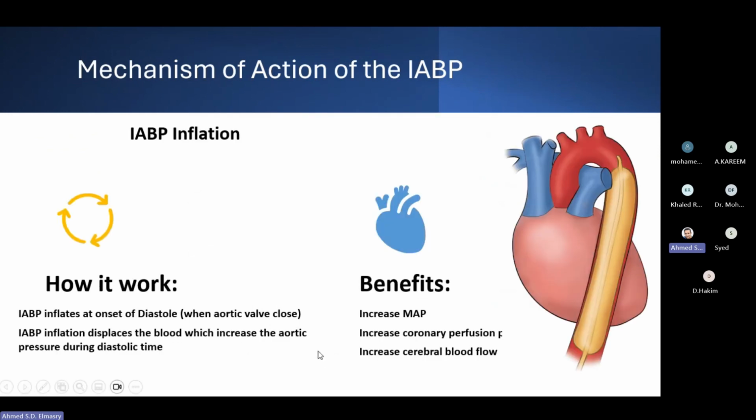So during the balloon inflation, it will inflate at the onset of the diastole when the aortic valve starts the closure. So inflation of the balloon will lead to displacement of the blood, which will increase the aortic pressure during the diastolic time. And the benefit of that, it will increase the mean arterial pressure, it will increase the cerebral blood flow, and it will increase the coronary blood flow.